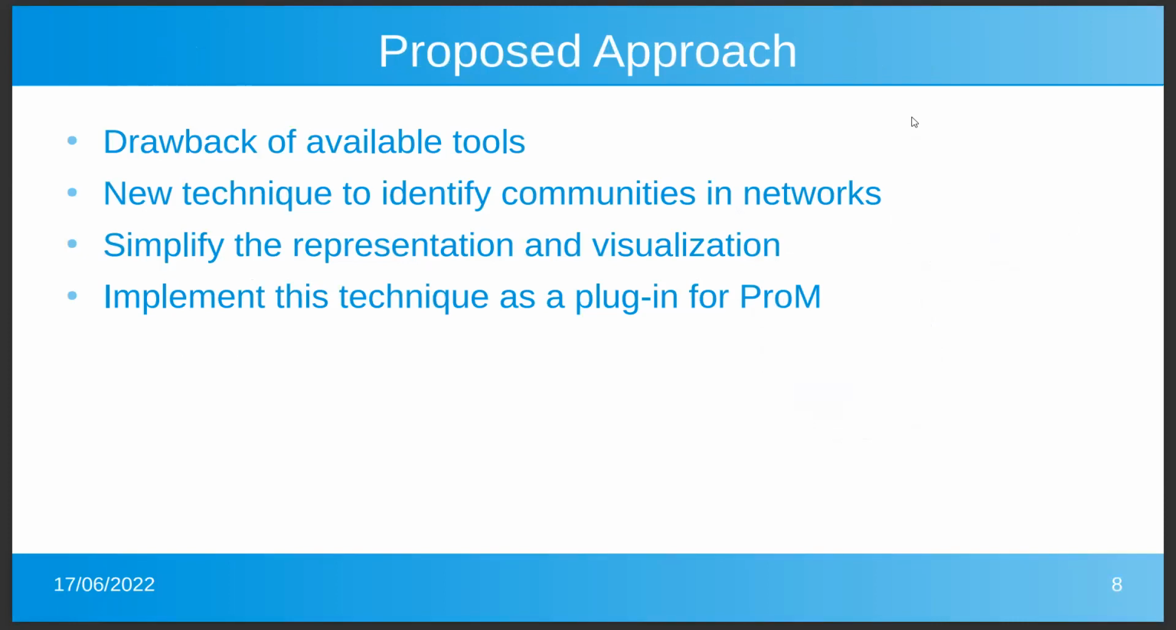The available tools are poor in terms of data representation. So it's very challenging for the user to analyze and explore sociograms. Algorithms are only able to map the relationship between two individuals, but they cannot map the relationship among communities or teams.